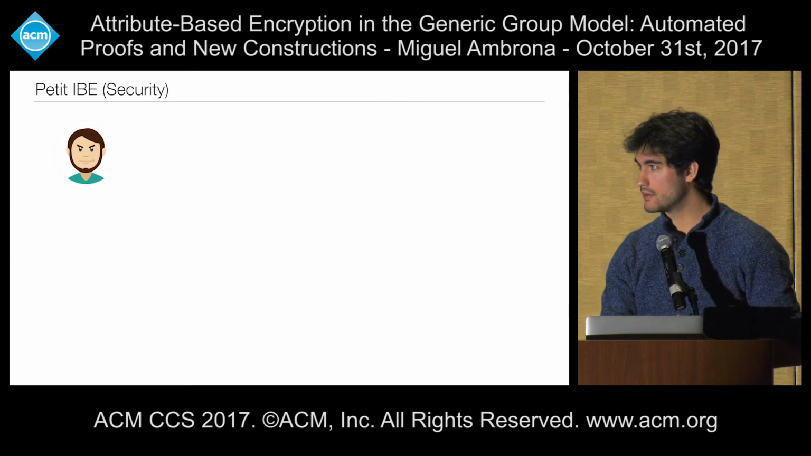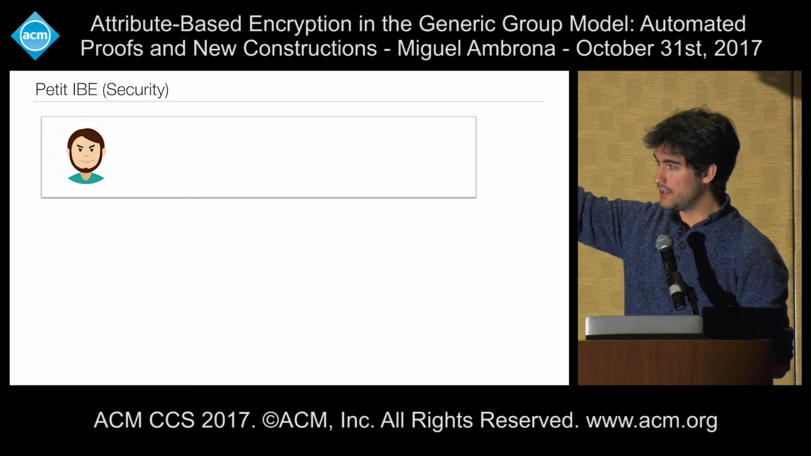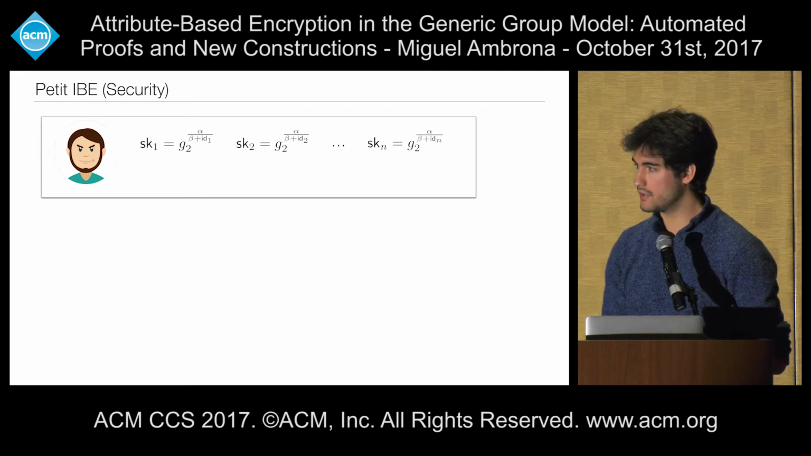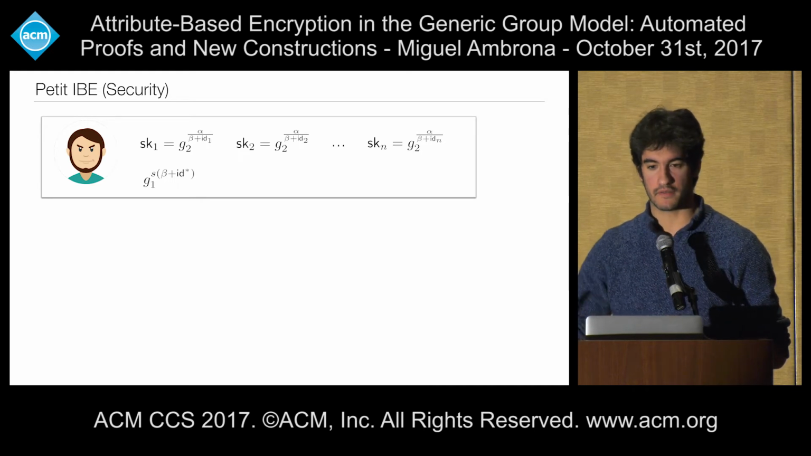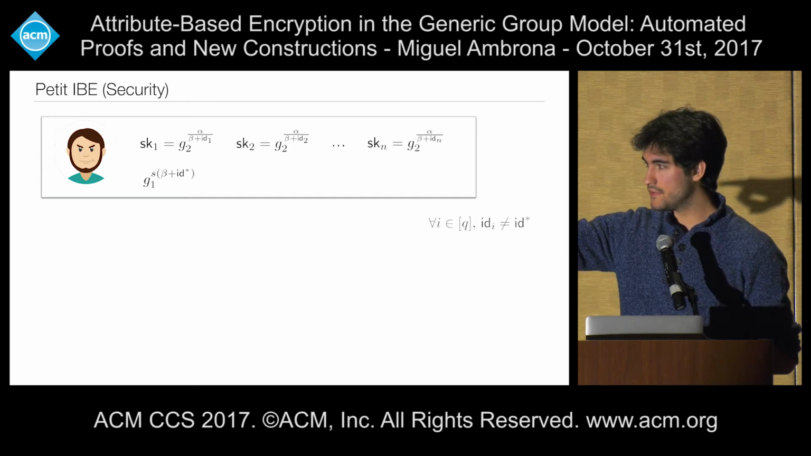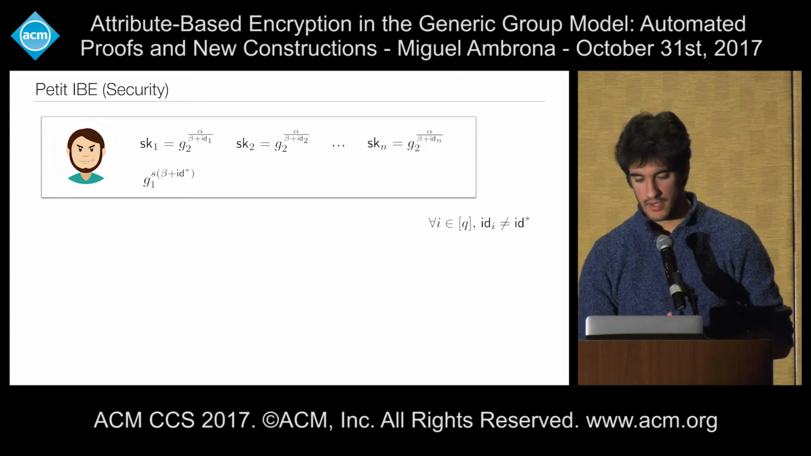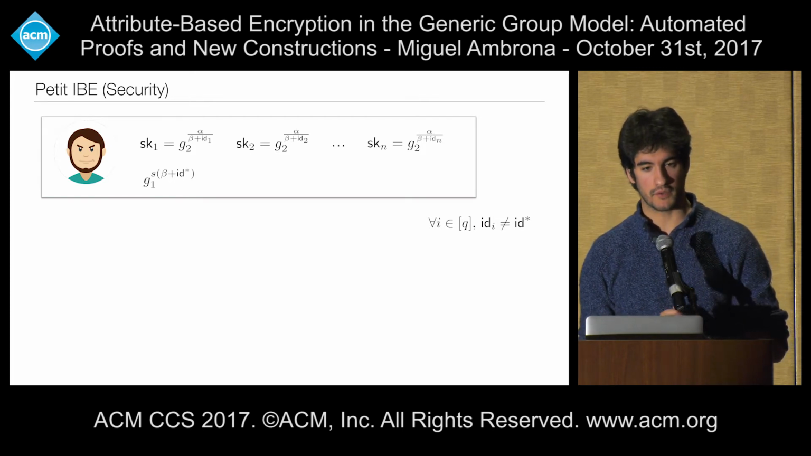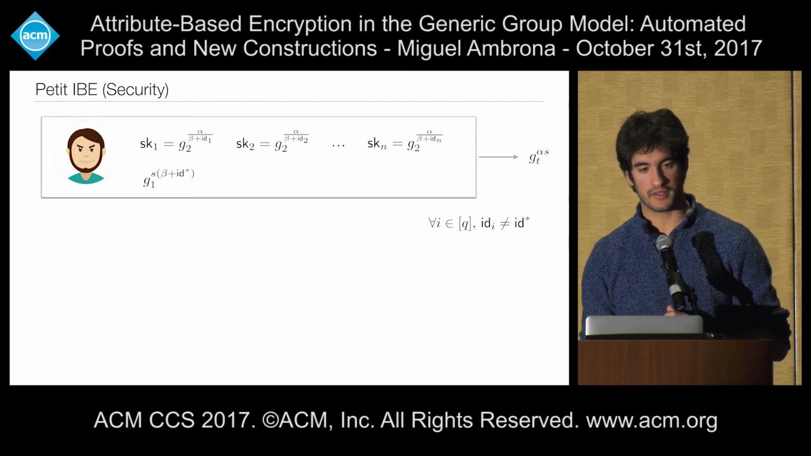So consider an adversary who owns several secret keys for identity 1 to identity n of its choice. And consider the situation where this adversary is given this group element, which is a part of a ciphertext, the left part of the ciphertext. Of course, this is for identity ID star, which is different from all the identities for which he has a key. So now the question is, can this adversary compute the blinding factor in an efficient way? Or in other words, in a generic way? Because we are analyzing this in a generic model.